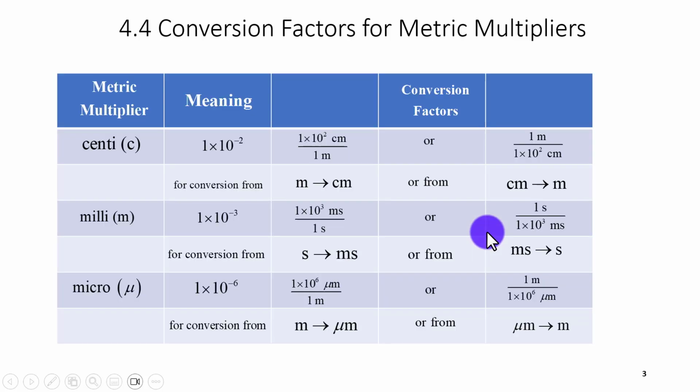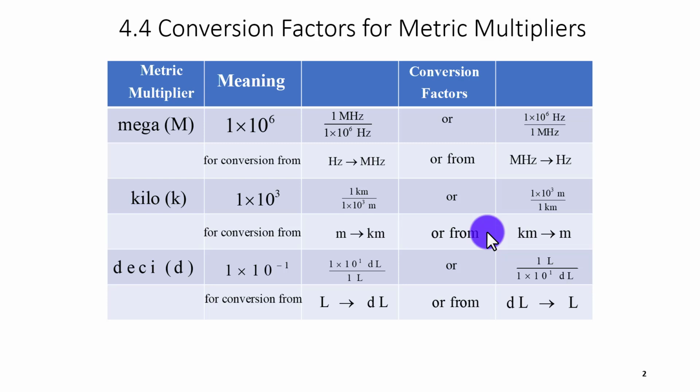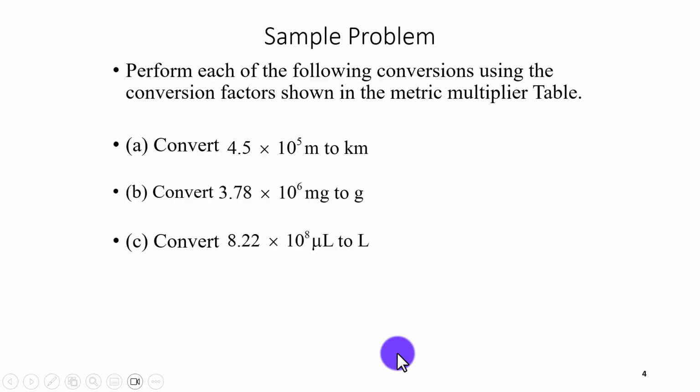If I'm going back here, here's my kilometer. I am going from meters to kilometers, so I am going to have to use this conversion factor. So you would have 4.5 times 10 to the 5th meters, multiplied by this conversion factor, to give you meters that will cancel to leave you with kilometers, which is what you need to convert to.